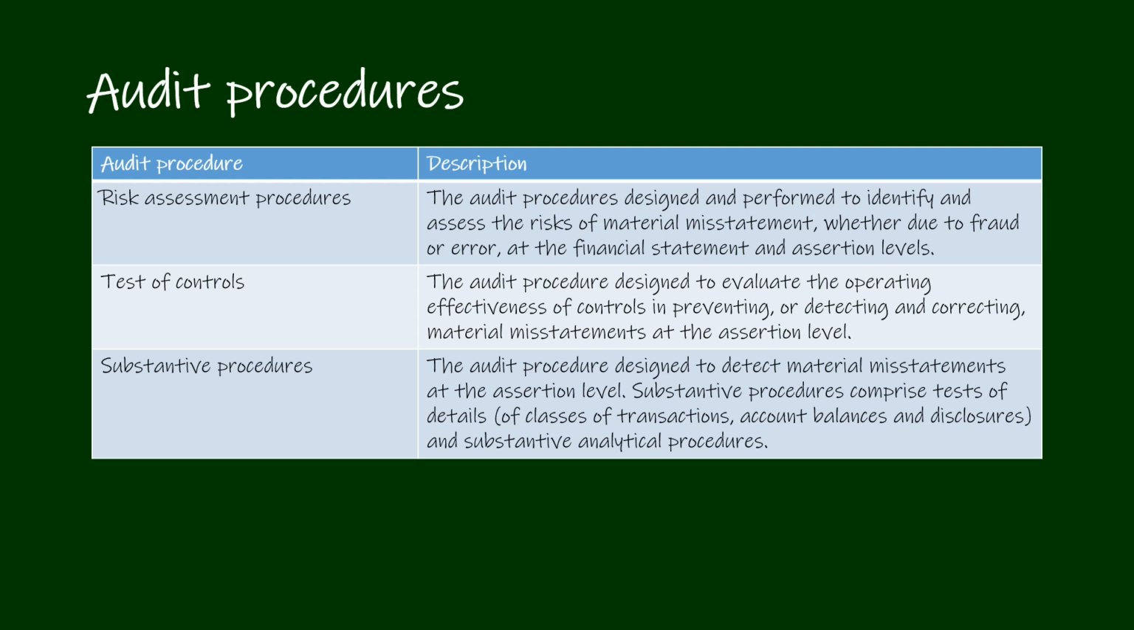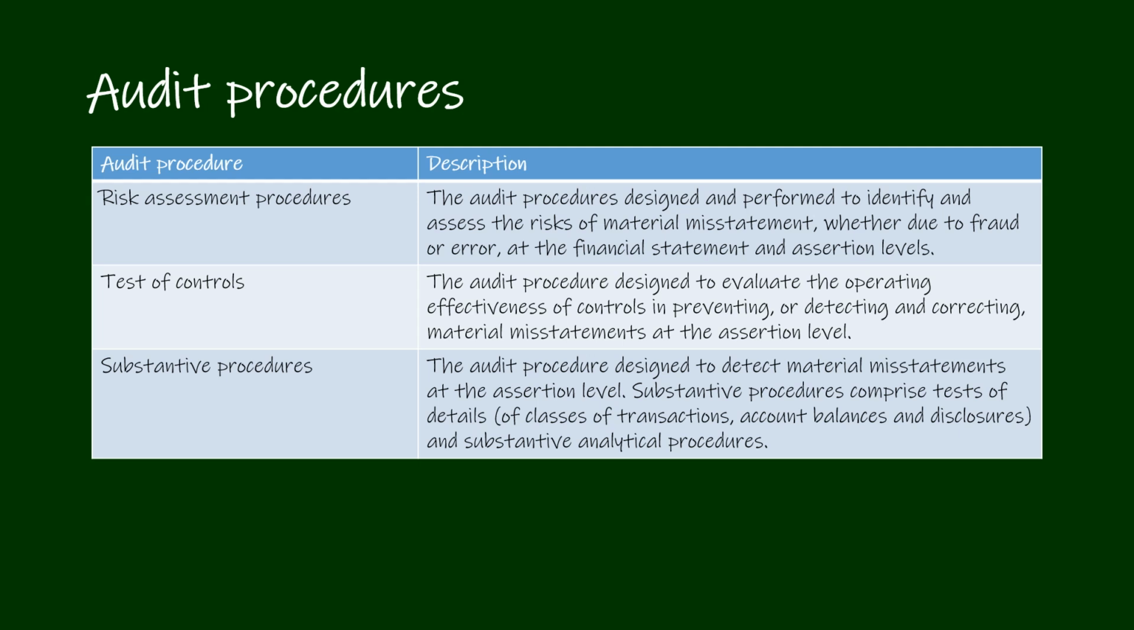And with that, let's take a look at the different audit procedures that you will be encountering all throughout your external FS audit journey. Of course, we will start with, and we have already gotten to know of this procedure, RAP, or Risk Assessment Procedures. Risk Assessment Procedures are as defined by PSA 315, 2019 revised. This refers to the audit procedures designed and performed to identify and assess the risks of material misstatement, whether due to fraud or error at the financial statement and assertion levels.